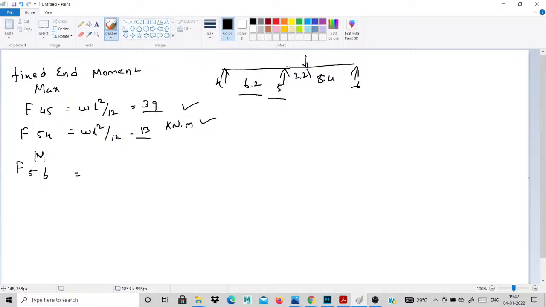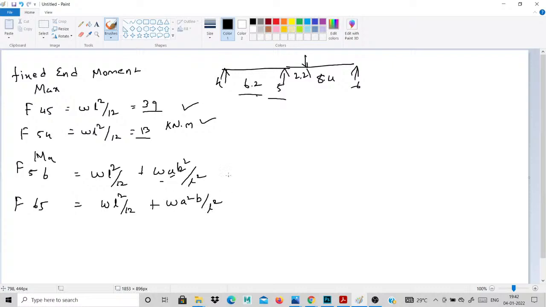The 5 6 maximum, the same simple procedure: WL square by 12 plus WAB square by L square. AB means it's the point load acting at this point. So I calculate the formula with WA 2.2. D is the minimum distance, L is the total distance. Then the maximum. Next one is 6 5, with the same formula: WL square by 12 plus WA square B divided by L square. You calculate the value for the maximum in this fixed end moment.